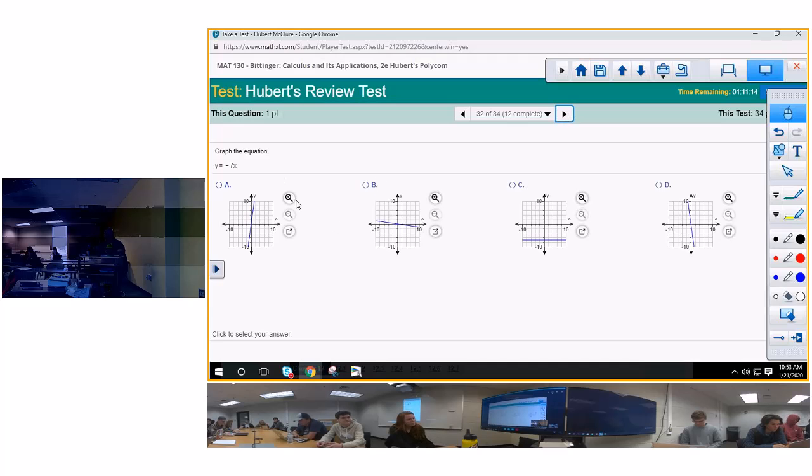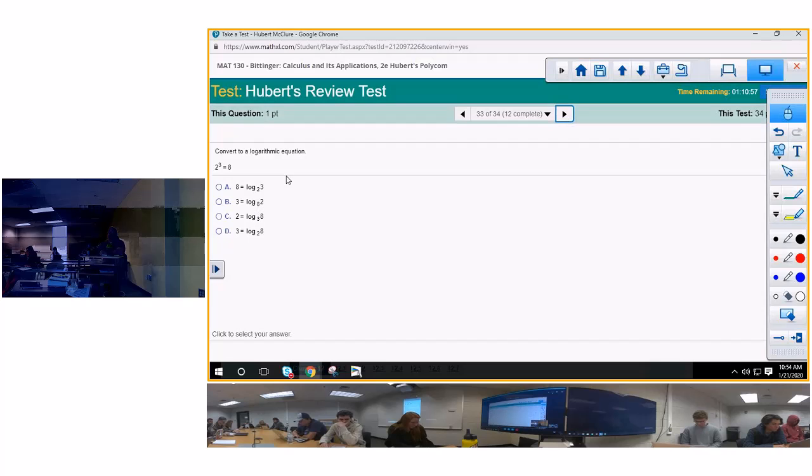Graph. Which one has a negative slope? It's either B or D. So you can take out A or C, because this is positive and this is no slope. You've got a negative slope, so it's either B or D. Take the log of both sides. No, this is the definition of a logarithm. Rewrite the exponent as a log. And bonus question.